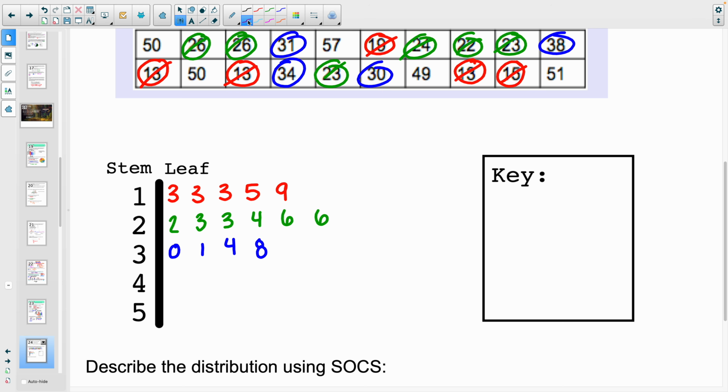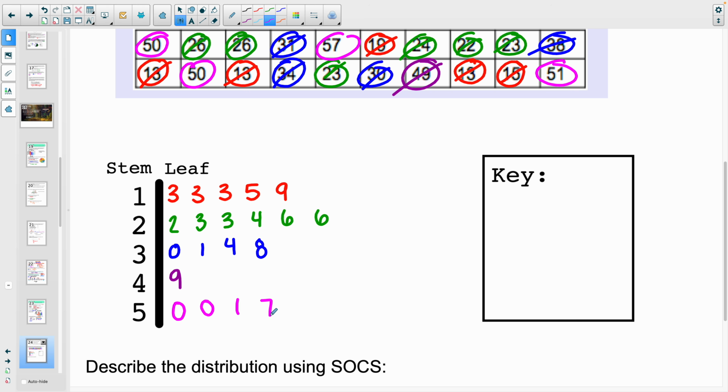Jump to the next set of numbers after we cross those out. The next set of numbers is going to be in the 40s now. So anything that starts with a 4, I have 49, and that's it. So we go ahead and write 49 down here with a 9. And lastly, into our 50s. So it's everything that's left, basically. 2 50s, a 51, and a 57. So it's going to be 0, 0, 1, 7.